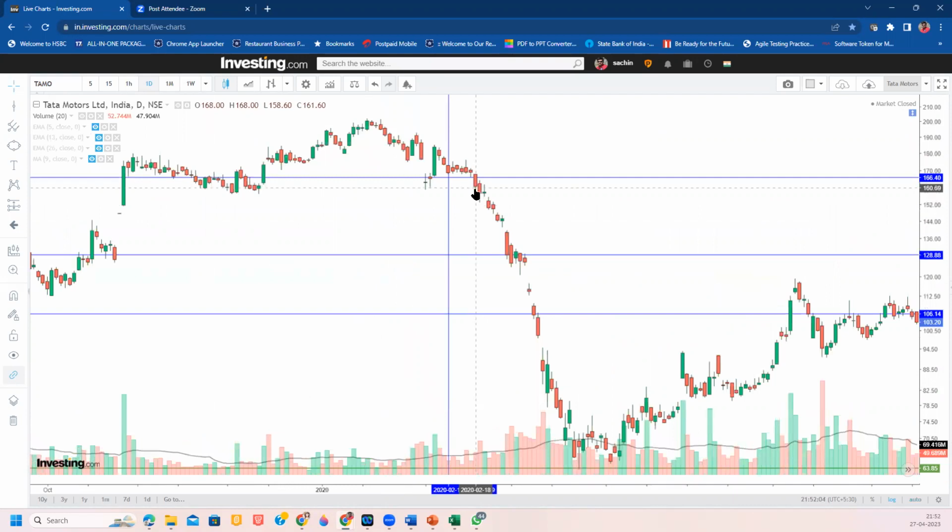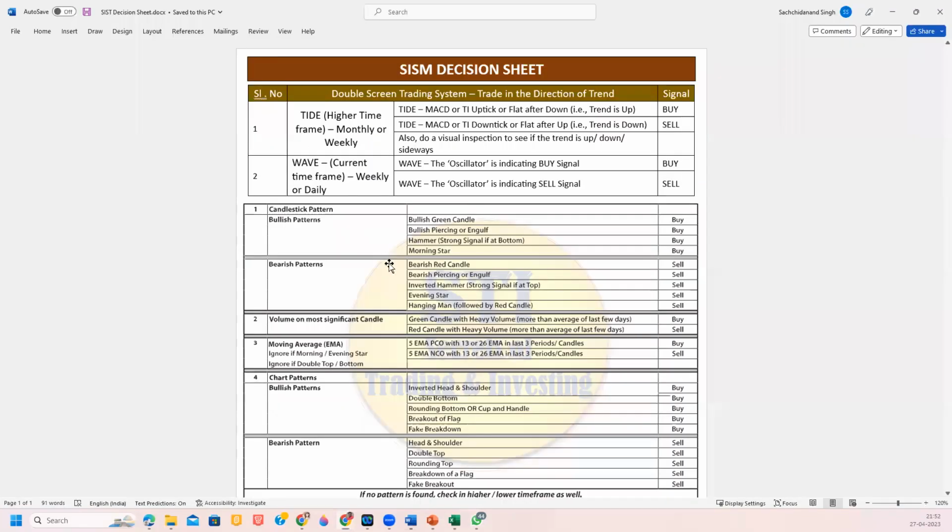There is no single daily candle in the daily time frame that is clearly indicating that this is a bearish candle. And a bearish candle means it is giving the indication of a sell signal.